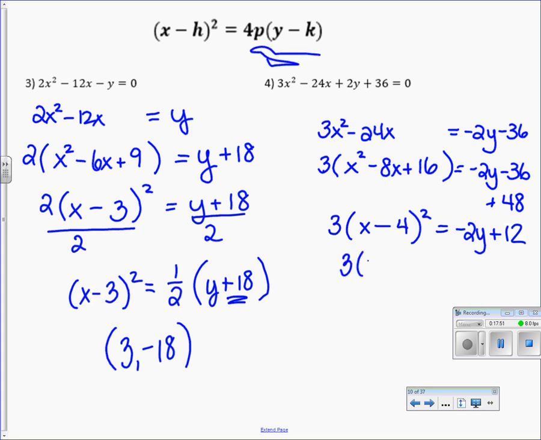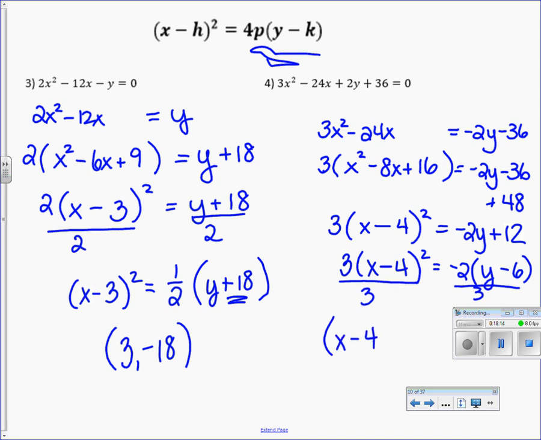So therefore, what I'm going to do is factor out a negative 2. And by the way, even if y is negative, factor out a negative 1. You have to have it just be y. So now I'm going to have y. 12 divided by negative 2 is negative 6. And I'm almost there. The last step is to divide by 3, because this is going to help me with my 4p value. And so I'm going to have negative 2/3 in front here, and then y minus 6. And then now I can pick off my vertex.